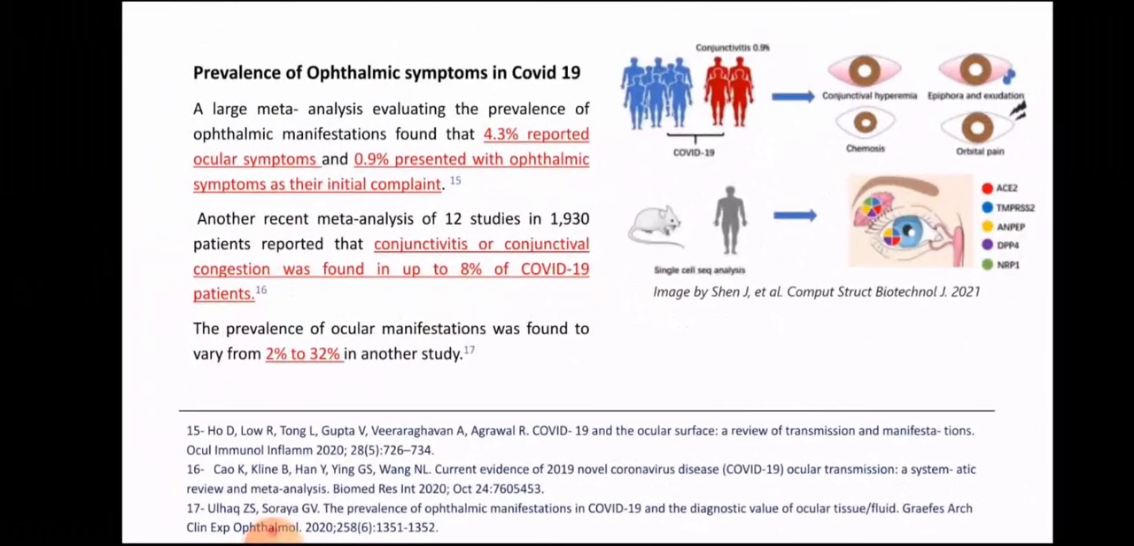Prevalence of ophthalmic symptoms in COVID. Different studies try to answer this question. One study shows that about 4.3% of COVID-19 patients have ophthalmic symptoms, and 0.9% had ophthalmic symptoms as initial symptoms. Another study shows that conjunctivitis occurs in 8% of COVID-19 patients. A third study shows that the prevalence of ophthalmic symptoms in COVID-19 patients varies from 2 to 32%.